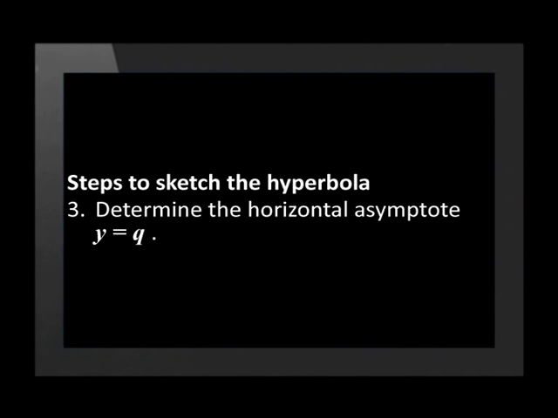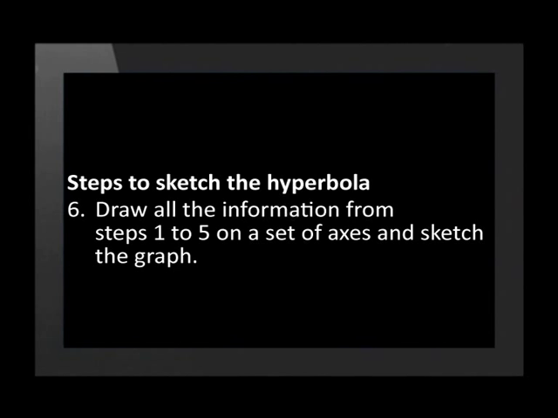Thirdly, we determine the horizontal asymptote by making y equal to q. Then we determine the x-intercepts by letting y be equal to 0. We can determine the y-intercept by letting x equal 0. Step 6 requires us to draw all the information from steps 1 to 5 on a set of axes and sketch the graph. Let's apply these 6 steps and do an example.